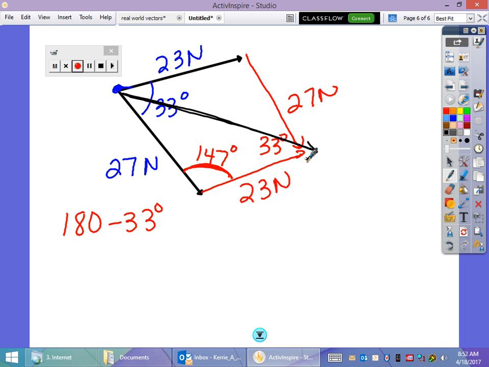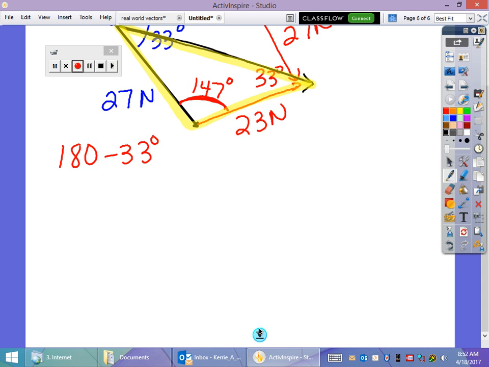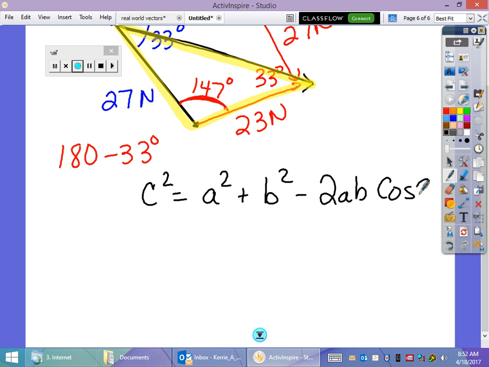So I am really looking at this triangle right here, okay? So how do I find the resultant? Can I use the law of sines? No, I need to use the law of cosines, which says c squared equals a squared plus b squared minus 2ab times the cosine of c. You don't have to memorize that formula. It's given to you, okay?